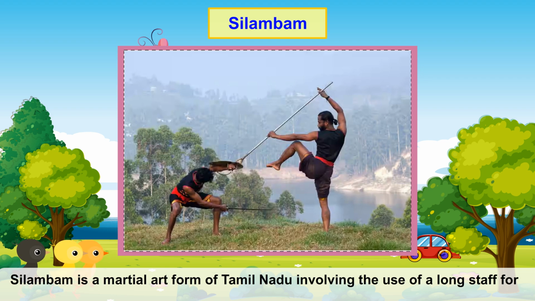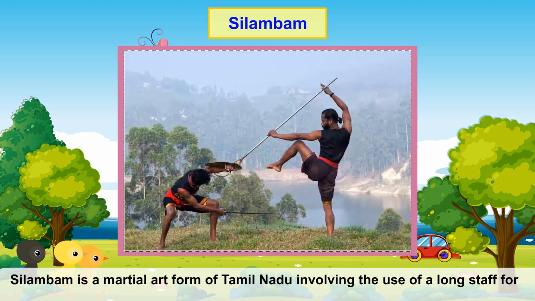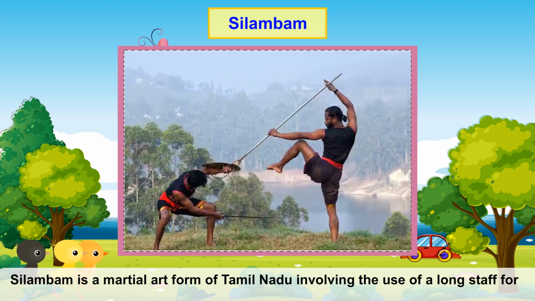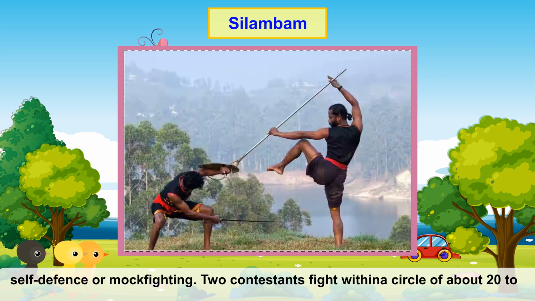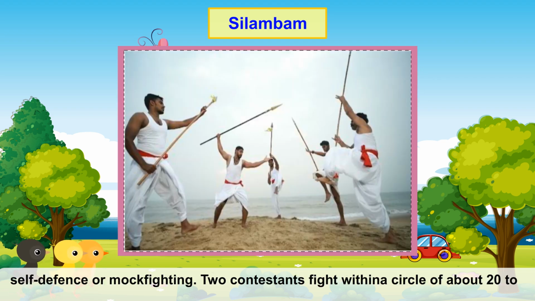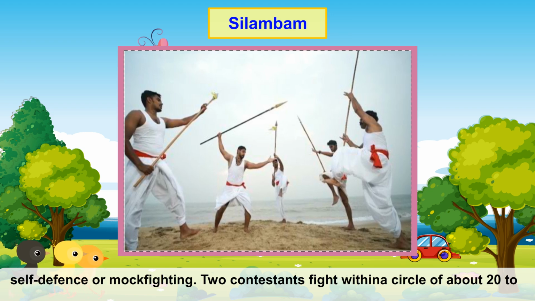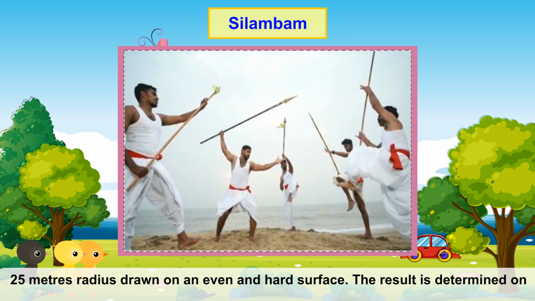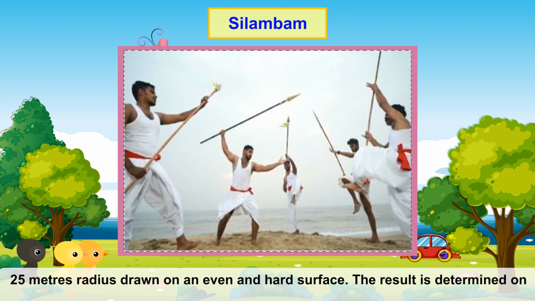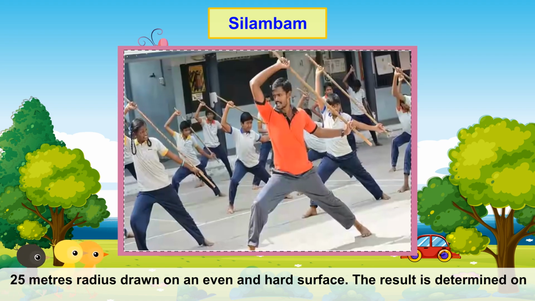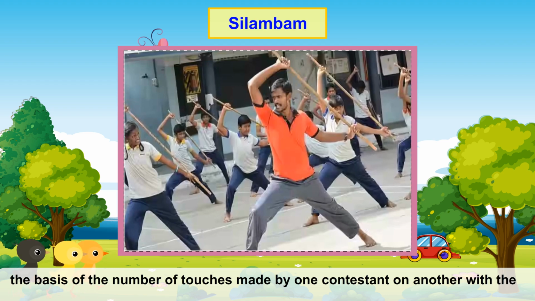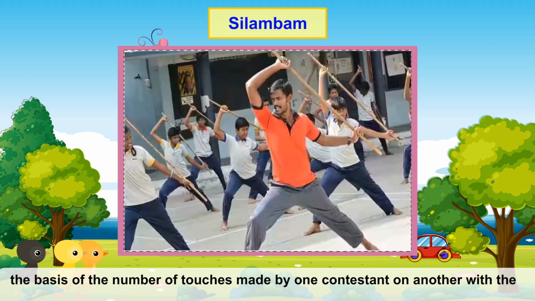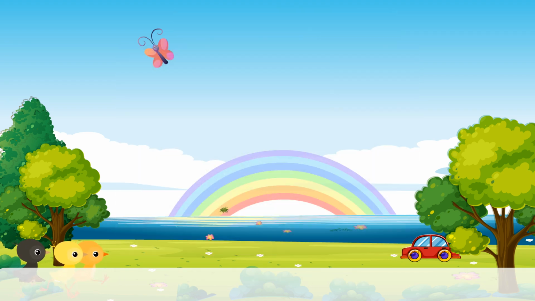Silambam. Silambam is a martial art form of Tamil Nadu, involving the use of a long staff for self-defense or mock fighting. Two contestants fight within a circle of about 20 to 25 meters radius drawn on an even and hard surface. The result is determined on the basis of the number of touches made by one contestant on another with the tip of the staff.